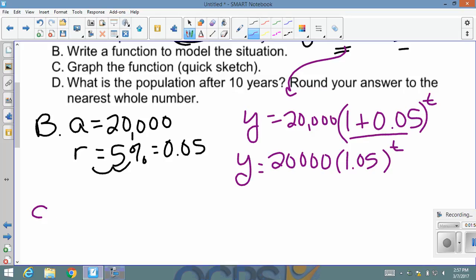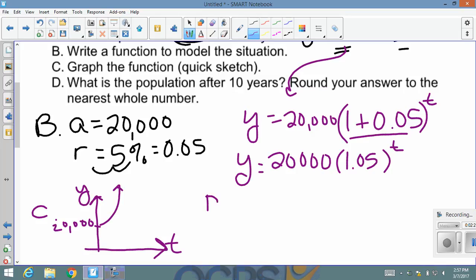For C, we're doing just a quick sketch, and we're talking super quick sketch. So in C, I'm just going to draw the first quadrant because the negatives don't make sense. Time is our independent variable. Population is our dependent variable. My initial amount is 20,000. I'm not worried about scale or anything. This is growth, so we're going to be on the whoosh side of our exponential function. So we're doing super quick sketch there.